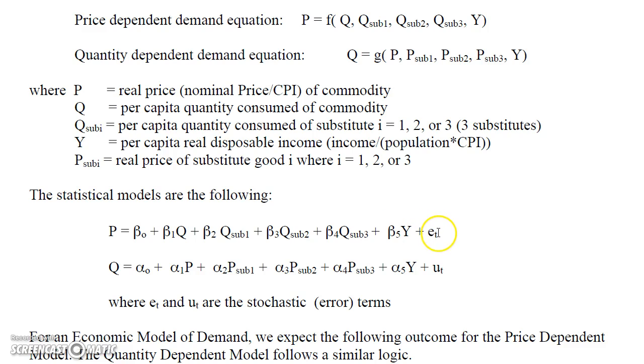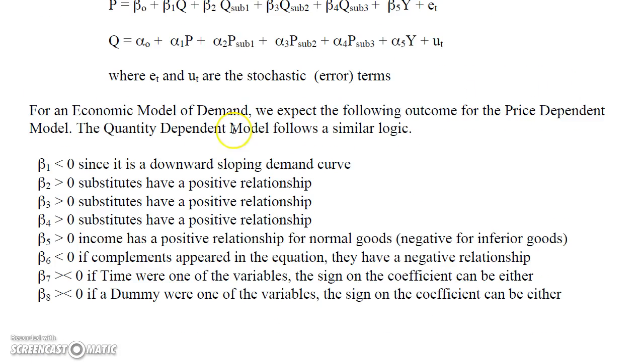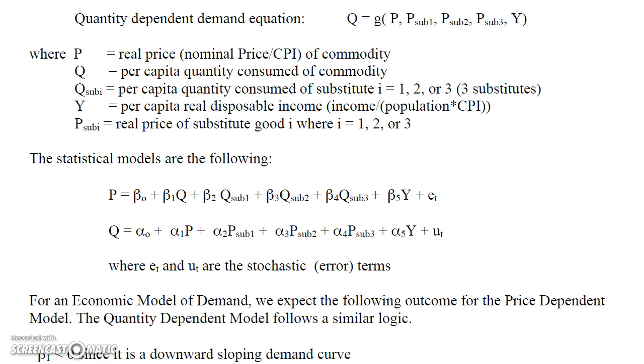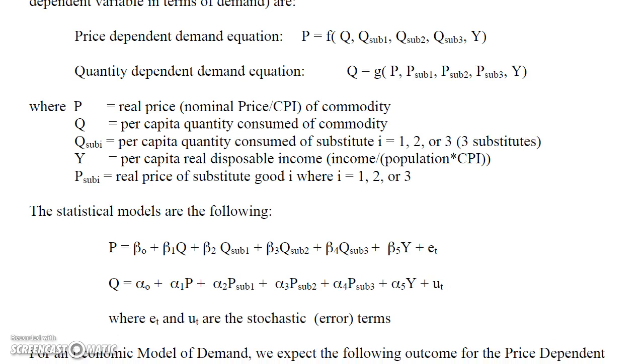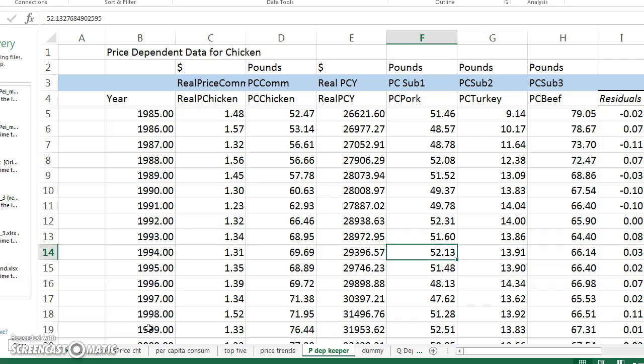Here my epsilon t is my error, my standard error. If you look at the lower part, I have listed the meaning of each of the coefficients to be estimated. I am going to post this handout to Blackboard so you can better understand what we are doing when we are estimating the price-dependent equation.